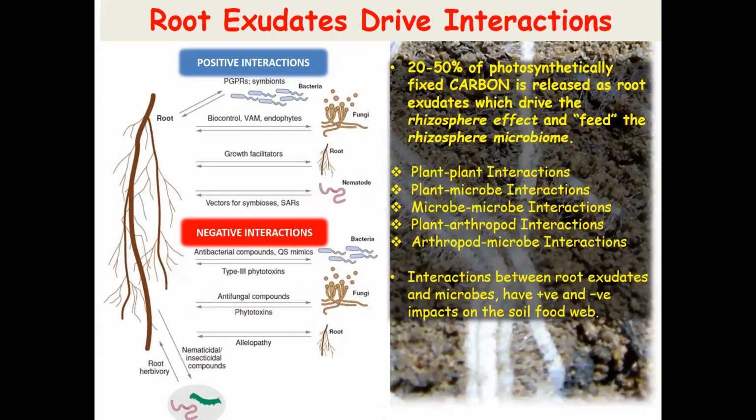Now, what's important to realize is that root exudates drive the interactions in the phytobiome. Between 20 and 50% of carbon, which is fixed by photosynthesis, is released as root exudates. And these exudates feed the rhizosphere microbiome. They feed the interactions between plants and microbes, between microbes and microbes, etc., etc. And these interactions can have both positive and negative effects on the soil food web that I spoke about earlier on.